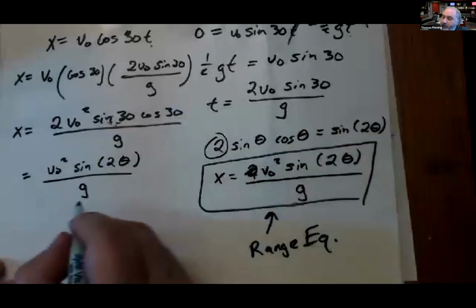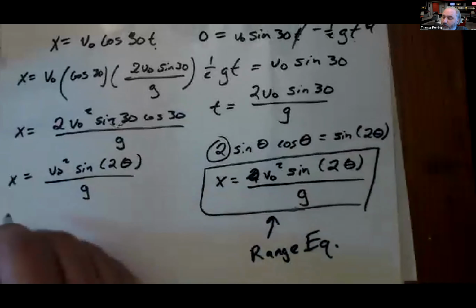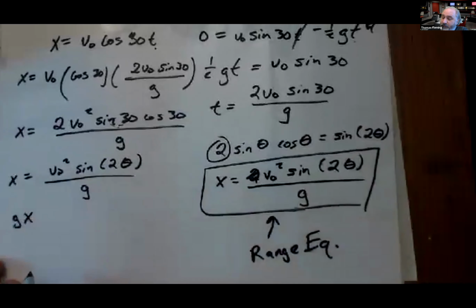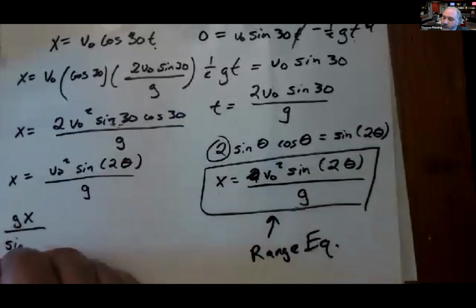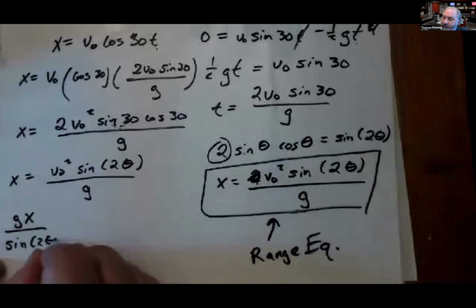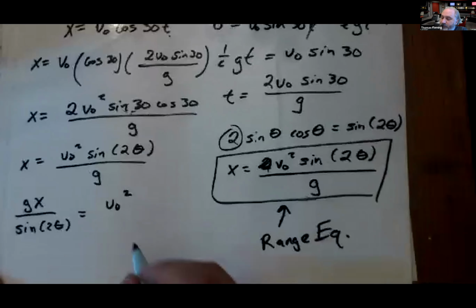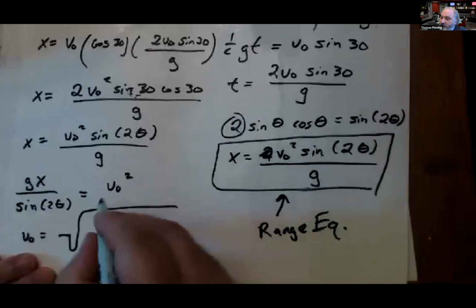And I'm solving this for v initial. So I'm going to multiply by g, so I'll have g times x divided by the sine of 2 theta equals v initial squared. That means that v initial is going to equal the square root of all that stuff.